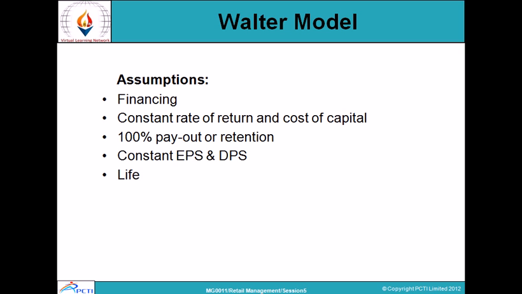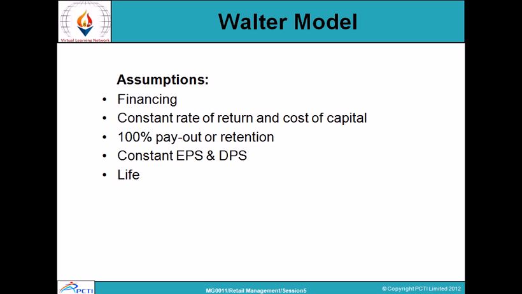And the next is constant EPS and DPS. When I say EPS and DPS, it is the company's constant earning per share, which is not constant in industry. And the last assumption is life. The firm has its own perpetual life.